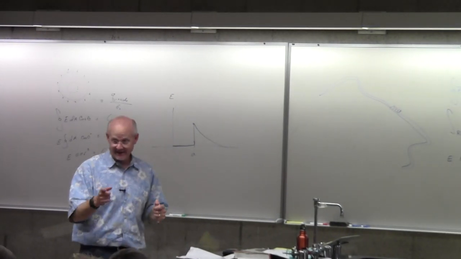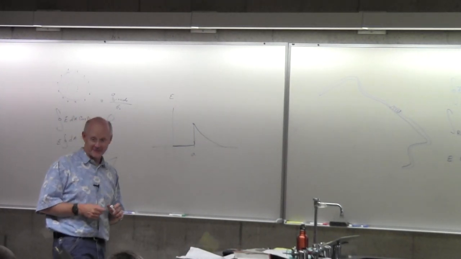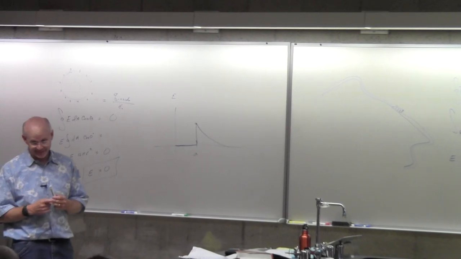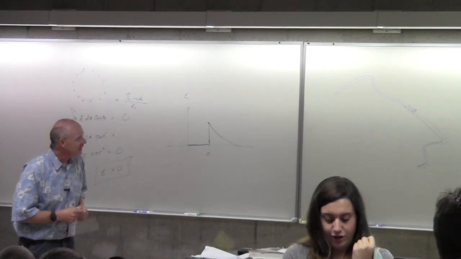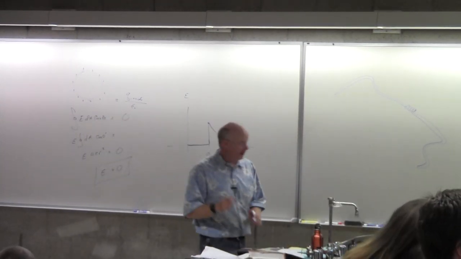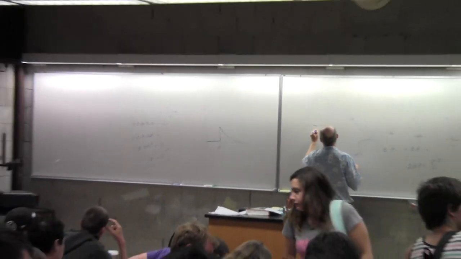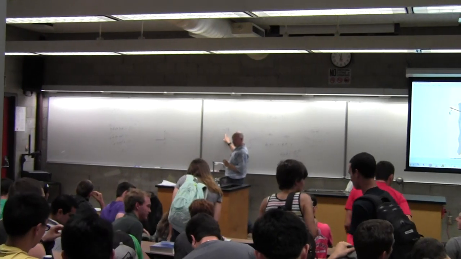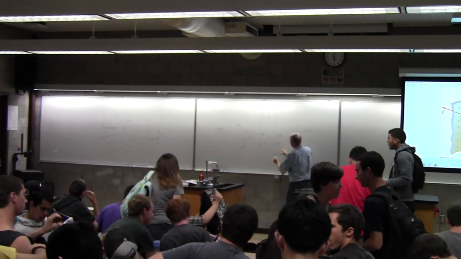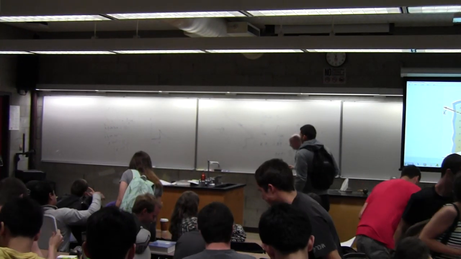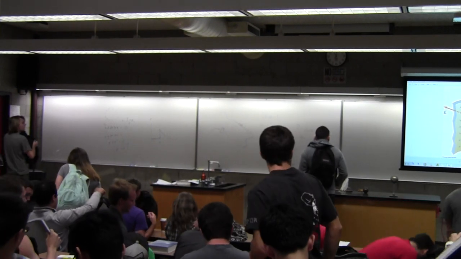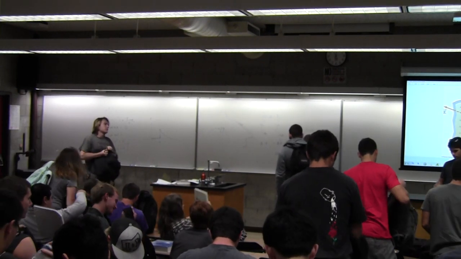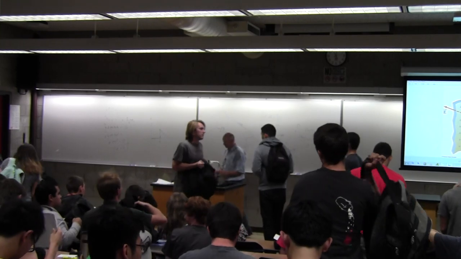Yeah. In the book, they don't have the 2. Oh, yeah, they do. They don't have the 2 when they did a conductor. Why is that? Because now when we do a conductor, there will be no electric field on that surface. That term is now 0, and there's no 2. So there's a little difference.